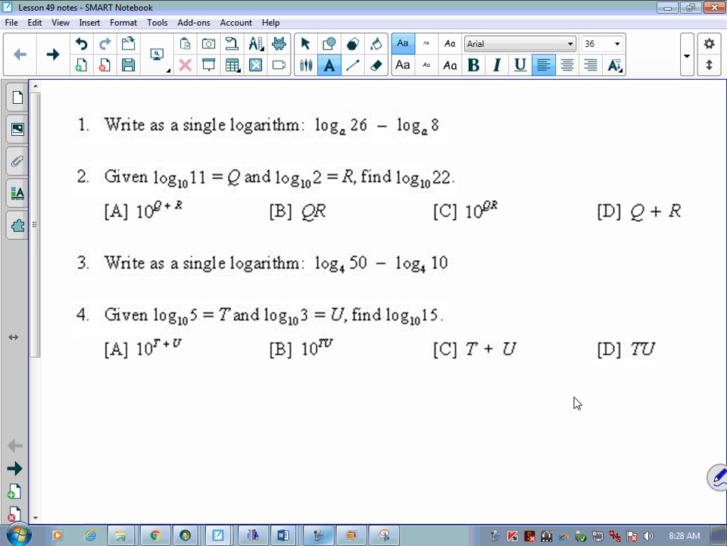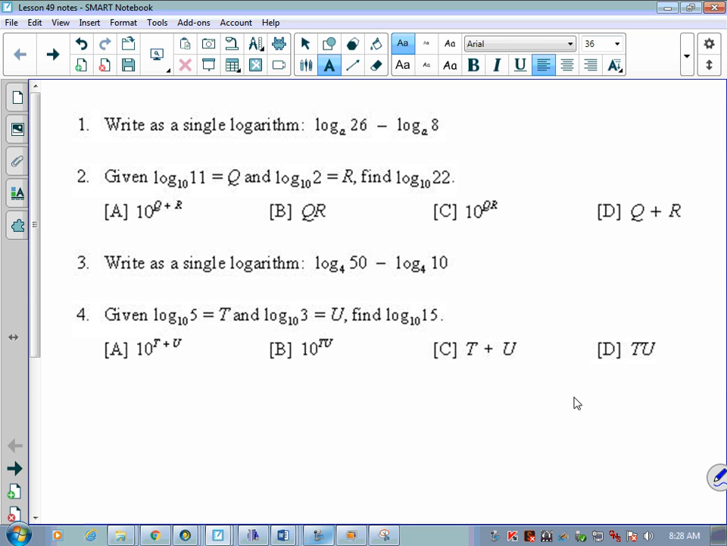And you'll notice on all of these that they're keeping the base the same. So, you could call that base e if you want on question number 1. It's really not important. The fact is that you see that it's log base e of 26 minus log base e of 8. Because they're the same base, they'll ultimately end up dropping.